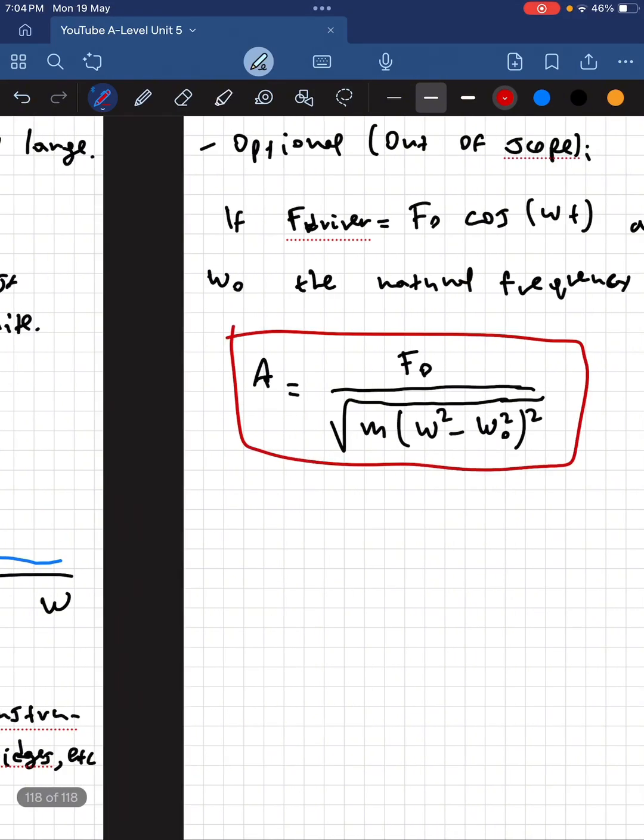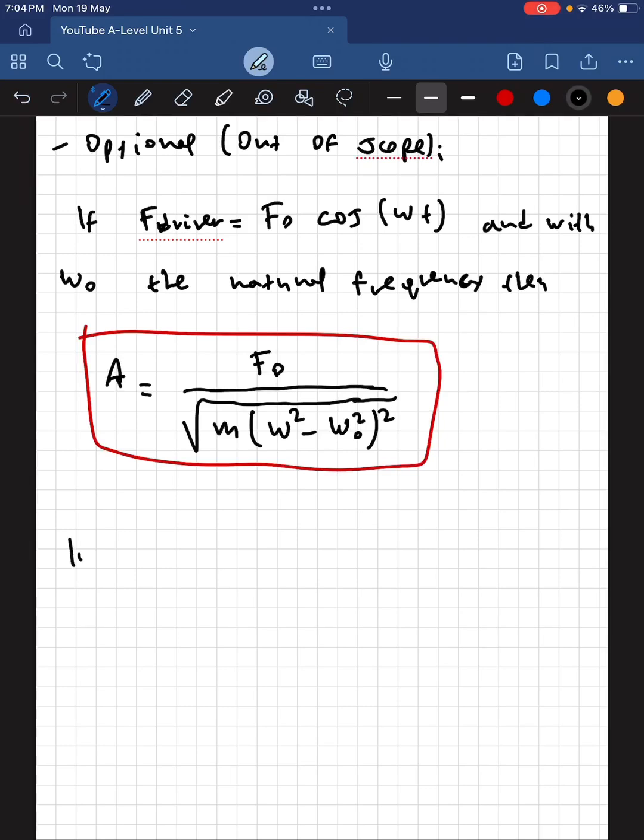And this is why we see this behavior here. Because notice that if omega is omega naught, the denominator is 0, right? So F naught over 0, which is infinite, right? So this is why we get resonances. Even mathematically, you can kind of see that. And okay, next in line is the concept of damping. Not damping your boyfriend or girlfriend, damping as in reducing the oscillation's amplitude.